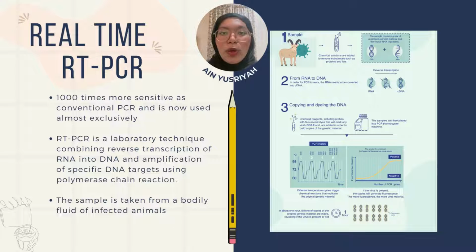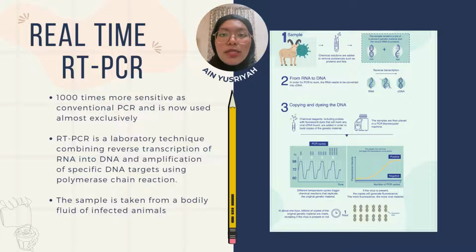Here I will show you how we can detect the presence of pathogens by using the PCR method. I will take Nipah virus as an example. Instead of using conventional PCR for the detection of Nipah virus, we will use real-time PCR because it has been shown to be 1,000 times more sensitive than conventional PCR.